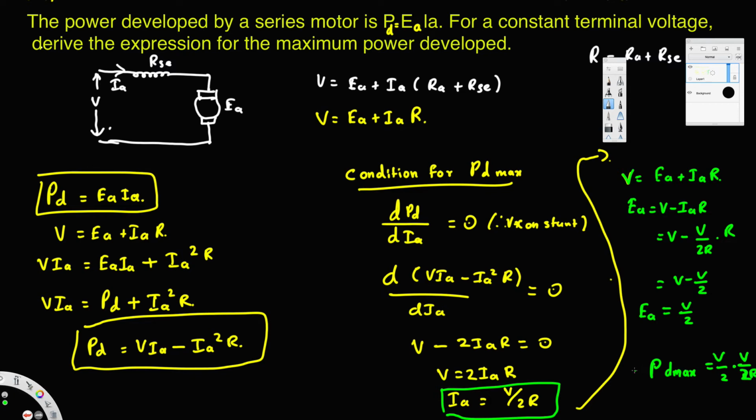PD is equal to EA times IA. Let's note that one right here. PD is equal to EA times IA. Now EA is equal to V over 2, and IA is equal to V over 2R, and that gives us V square over 4R. That is our PD max.